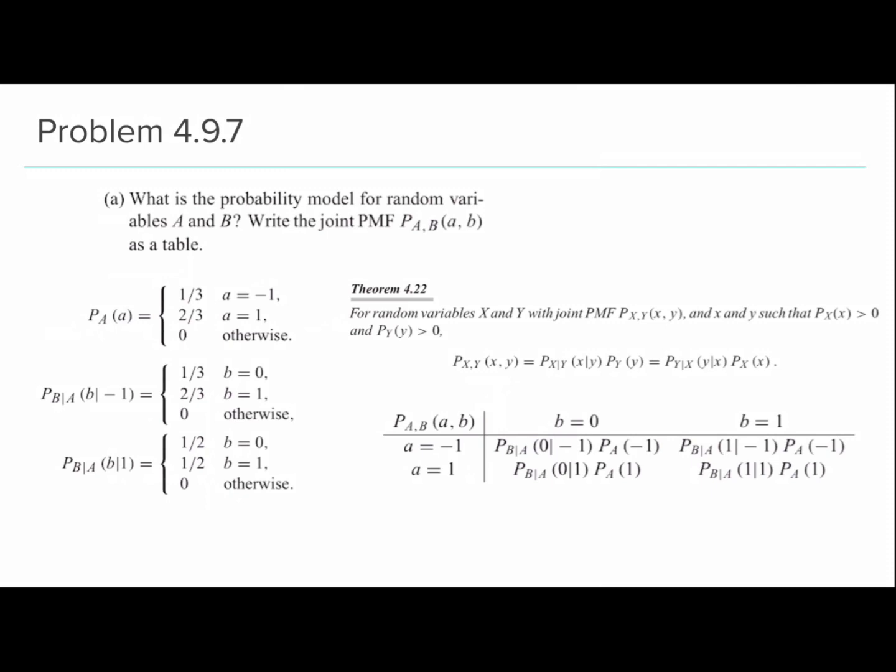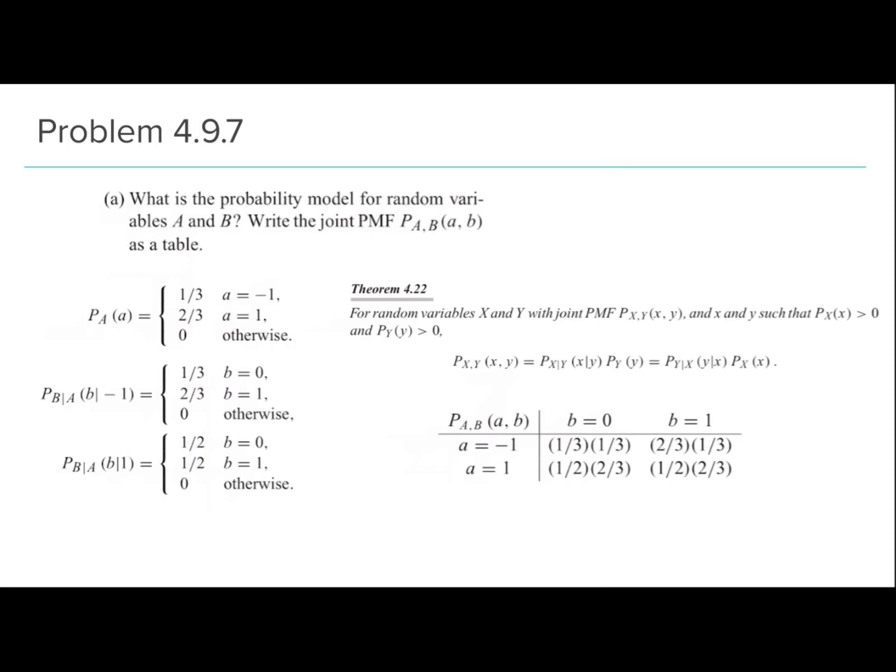So basically, the values of these were given in the question itself, and this is direct enough, I suppose. So for the first entry of the table, we have P of B given A, B is equal to 0, A is equal to -1, which is the first entry in the second table, and the value of which is 1 by 3, multiplied by P of A is equal to -1, which is the first entry of the first definition, which is 1 by 3. So for the first entry, we have 1 by 3 into 1 by 3.